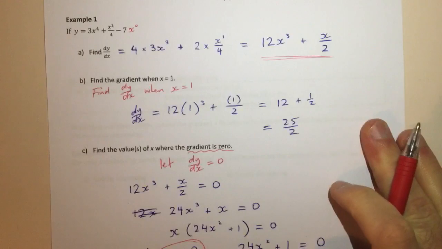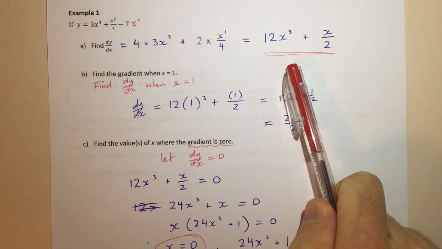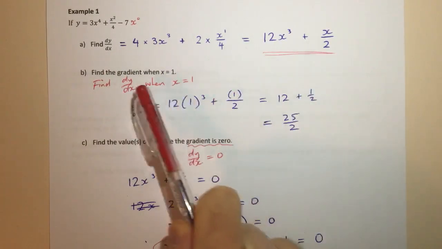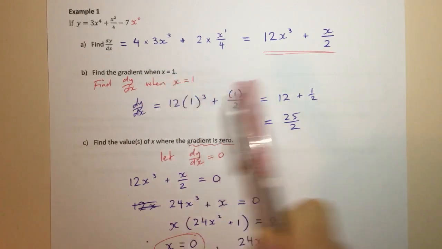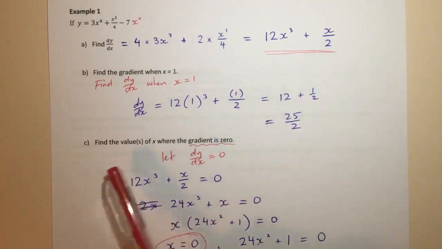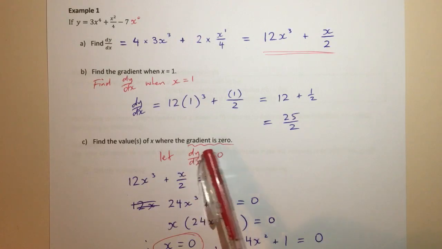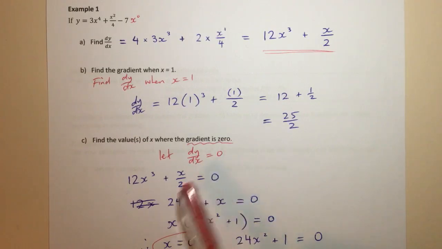So a couple of examples there of how we can use a gradient rule. We found the rule for the gradient, which is the rule for dy dx, the gradient at any point. In part B, we tried to find the gradient at a specific x value by substituting in a value for x. In part C, we kind of did that the other way around. We tried to find where the gradient's equal to 0 by substituting in dy dx equals 0 and then trying to solve for x.